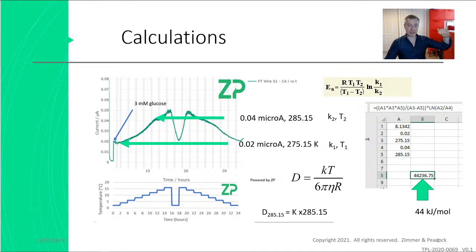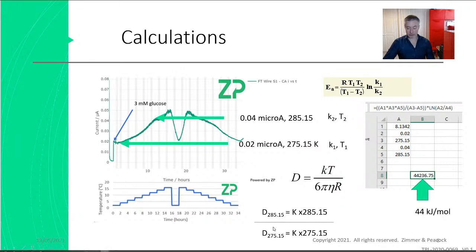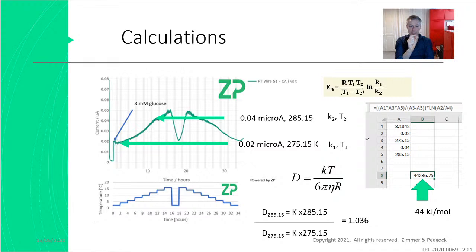And what I've done is I've taken the diffusion at 285 Kelvin, which is 12 degrees Celsius, and divided it by the diffusion at 275 Kelvin, and everything cancels apart from the two temperatures, because everything is a constant apart from the temperatures and the diffusions. So you end up with a ratio that says my diffusion at 285 Kelvin is equal to my diffusion at 275 Kelvin times 1.036. In other words, the diffusion hardly changed with temperature.